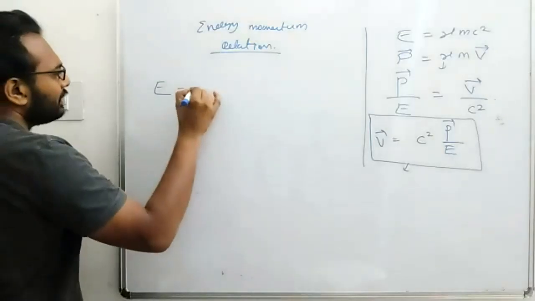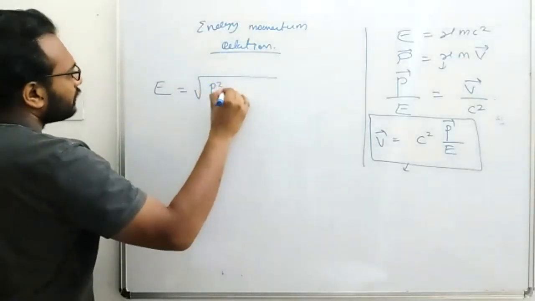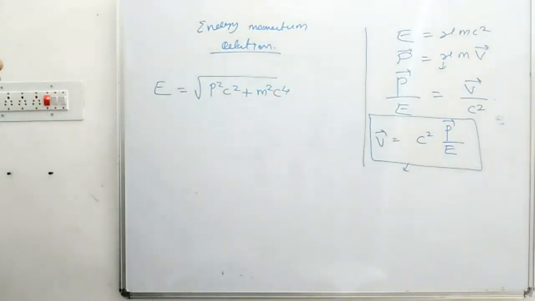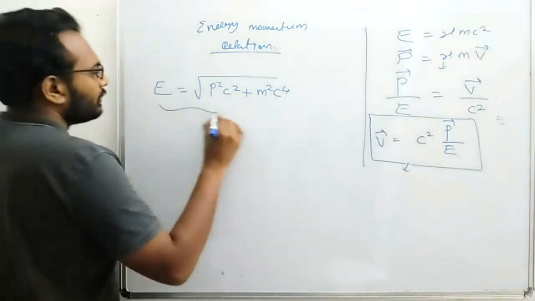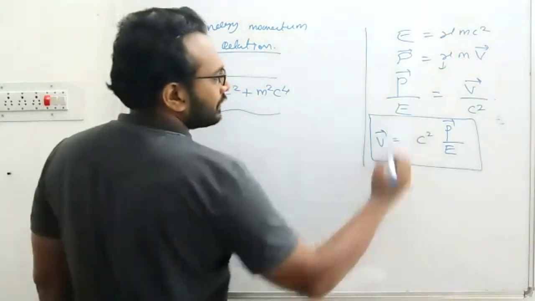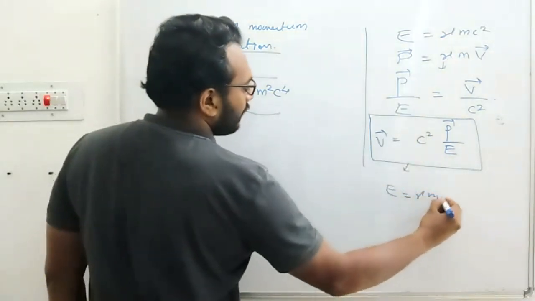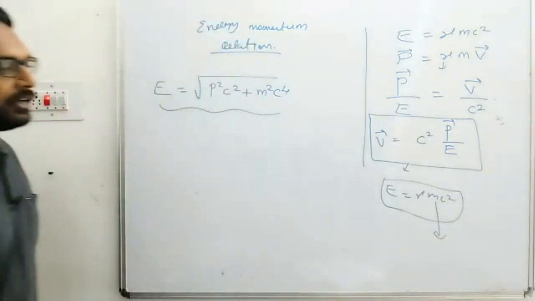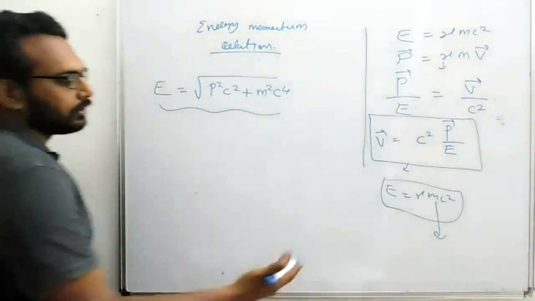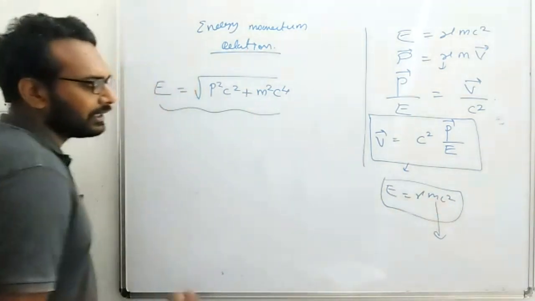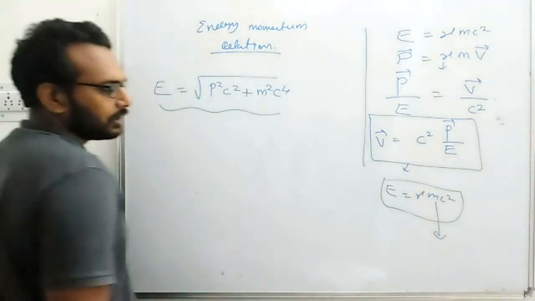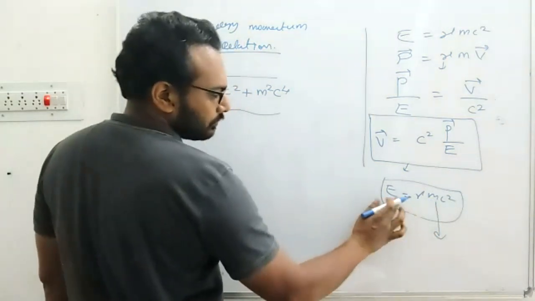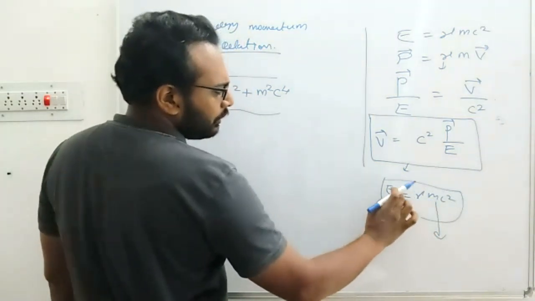We see that E is equal to square root of P square C square plus M square C raised to 4. Right? This is an important relation. Now, instead of this, if you have E equal to gamma MC square, we talk often of particles which have mass 0, like photons. We can talk about neutrinos, which have a very small mass, almost mass 0. So you can talk about particles of mass 0, and then you cannot use this relation.